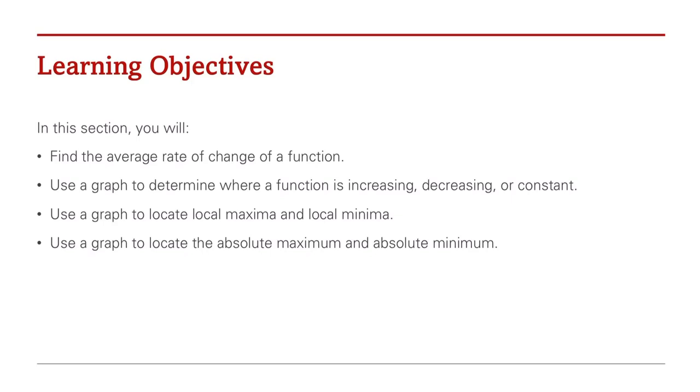So, some learning objectives. In this section, you will find the average rate of change of a function. Use a graph to determine where a function is increasing, decreasing, or constant. Use a graph to locate the local maxima and local minima. Use a graph to locate the absolute maximum and absolute minimum.